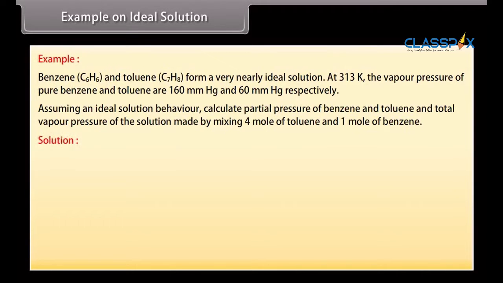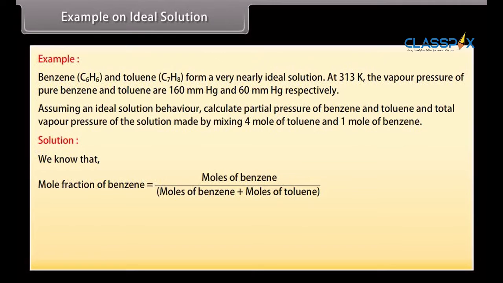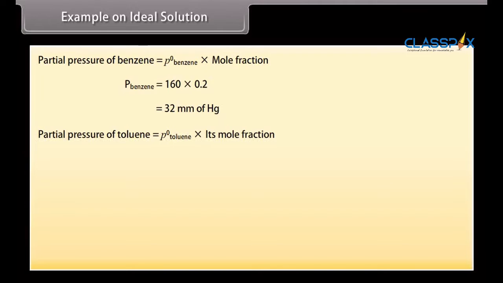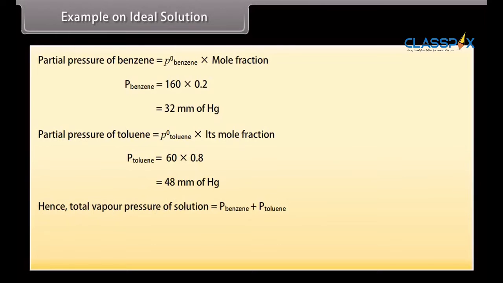Let's see the solution. We know that mole fraction of benzene is equal to moles of benzene upon moles of benzene plus moles of toluene whole. On calculating, we get mole fraction of benzene is equal to 0.2 and mole fraction of toluene is 0.8. Now, we calculate the partial pressure and we get partial pressure of benzene is equal to 32 mm of mercury. Similarly, partial pressure of toluene is equal to 48 mm of mercury. Hence, total vapor pressure of solution is equal to 80 mm of mercury.